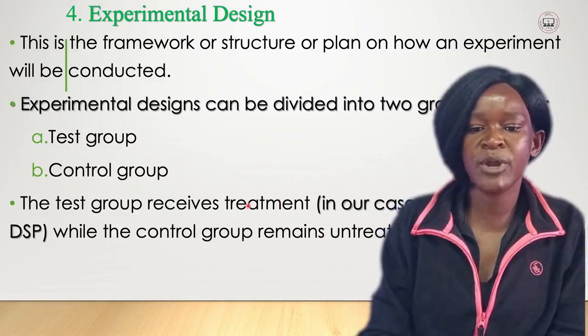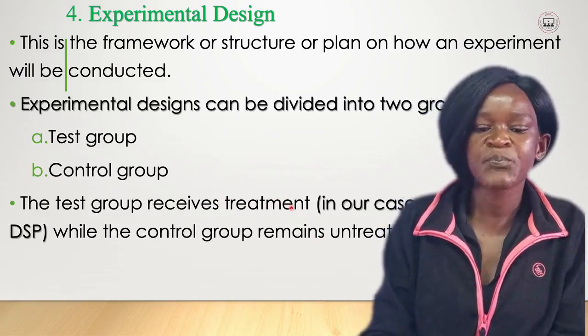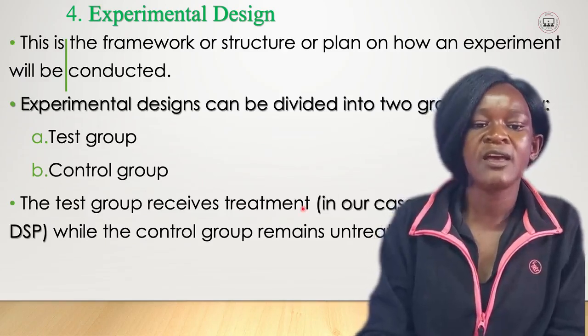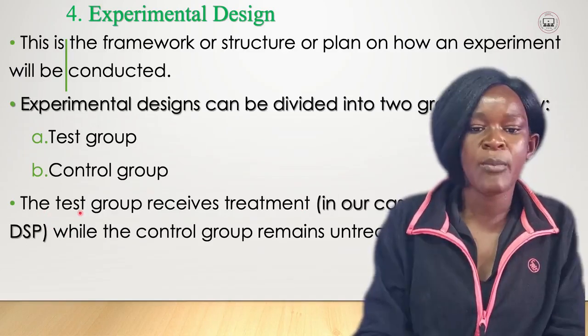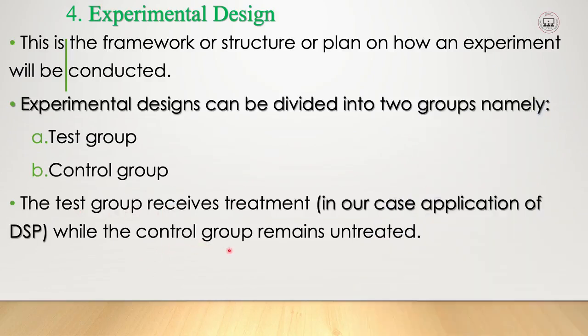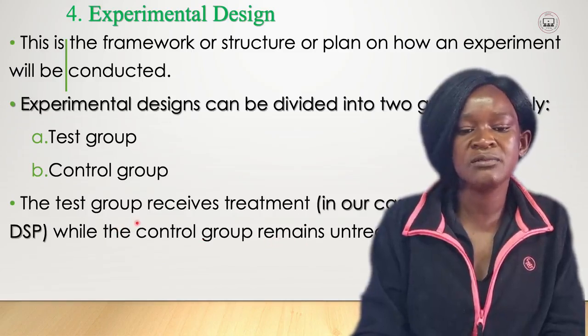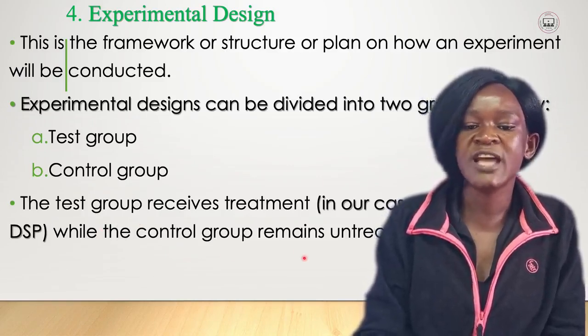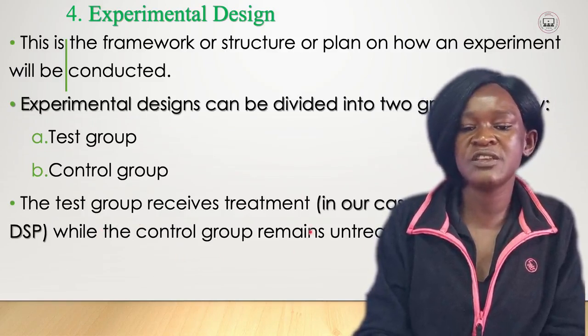According to the problem we identified of GSP fertilizer, the plot where we are going to apply GSP fertilizer on maize will be the test group. But the plot where we are not going to apply GSP fertilizer on maize will be the control group. So the difference between the test group and the control group is that the test group receives the treatment, while the control group remains untreated. They do not receive the treatment.